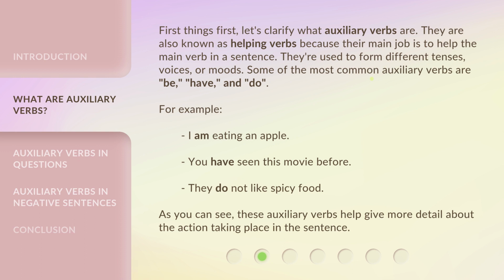For example, I am eating an apple. You have seen this movie before. They do not like spicy food. As you can see, these auxiliary verbs help give more detail about the action taking place in the sentence.